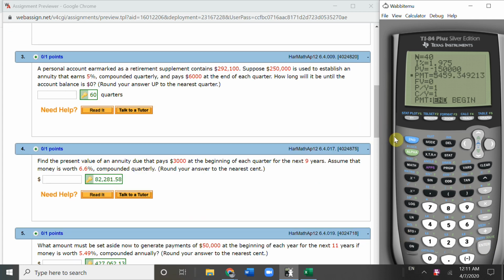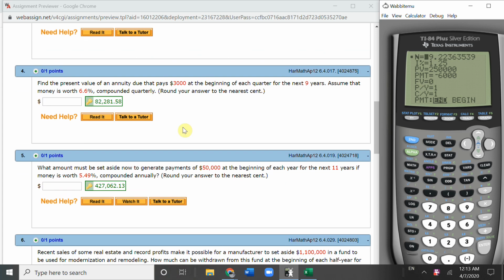Now the third question. Let's reset all these numbers. First, the keyword is compounded quarterly. So 5 needs to be divided by 4, and the time is unknown, so reset to 0. Okay, now we go to N, cover the N, alpha, enter. So you need to add 1 and round up: 60 quarters.